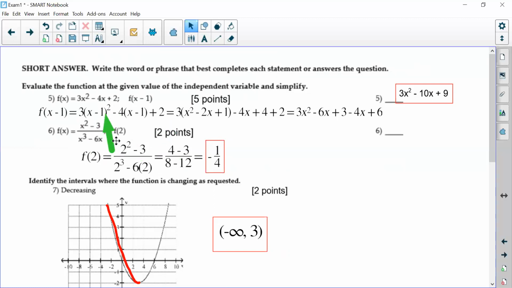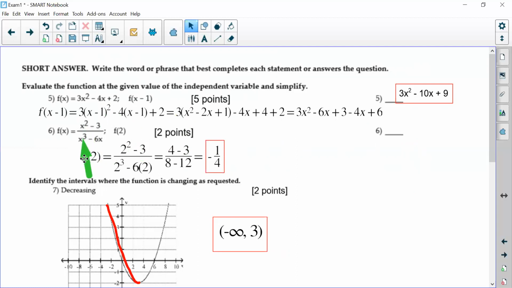x minus 1 squared is x squared minus 2x plus 1. You distribute the 3, combine like terms, and you ultimately get 3x squared minus 10x plus 9. For number 6, here's another function, and you have to evaluate f of 2. In other words, when x is 2, what is y?